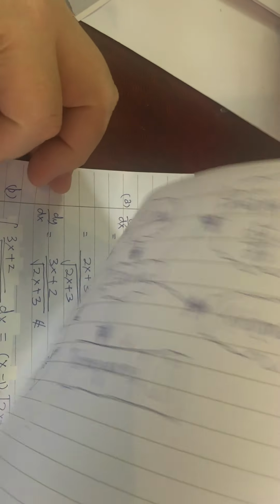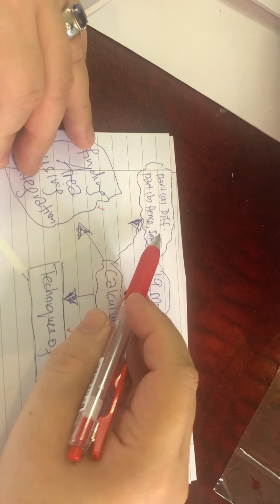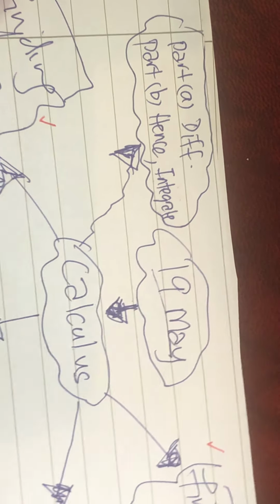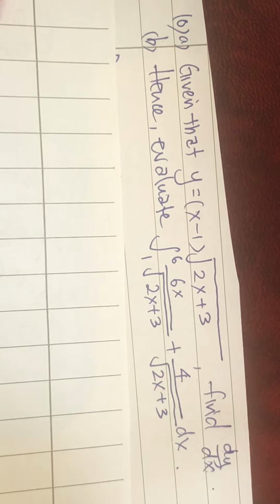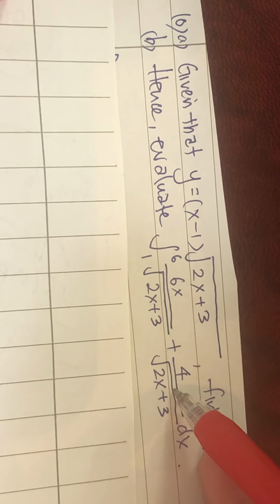Okay, now let me go to the next thing. The next kind of question, right, is this kind. Part 1, they ask you to differentiate, right? Then part 2, they will say hence. So we have done this before also, okay? So now it's about practicing them, okay? So you see, first part asks you to differentiate. Second part, this one, okay?